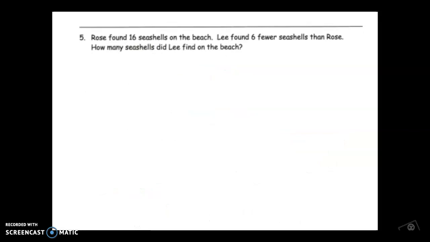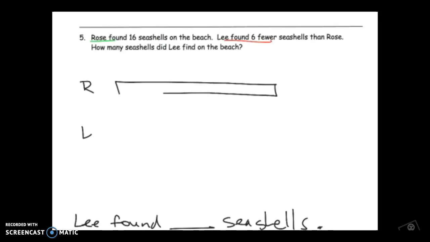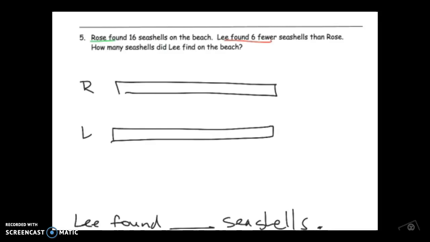And our last problem, Rose. Rose found 16 seashells. Lee found 6 fewer seashells. How many seashells did Lee find? So Lee found blank seashells. There we go. There's our answer statement. And we see that our 2 characters are Rose and Lee, and we're going to give them both the exact same tape diagram length. They don't look exactly the same, but it's close enough.